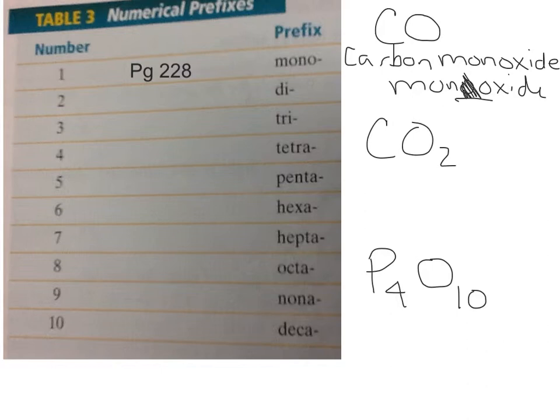So let me refresh. We don't use mono at the beginning, even though there's only one here, but we do use mono for the second. Let's look at this next example. You're very familiar with this one also. This one also begins with carbon, so again, we do not use mono to begin with. And now we have two oxygens, so we look up the prefix for two, which you probably already know. So we have carbon dioxide.